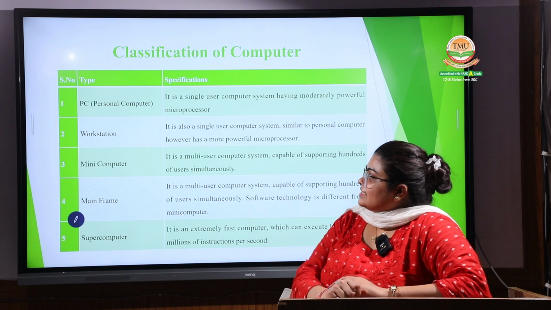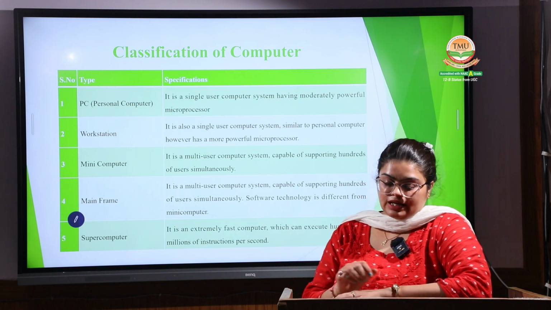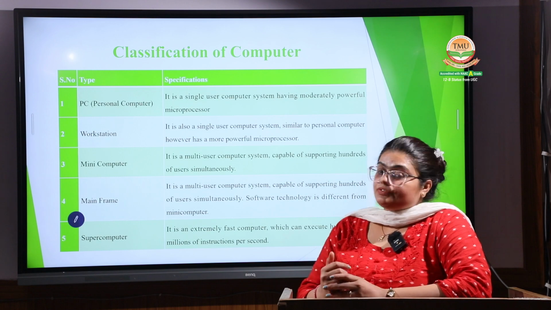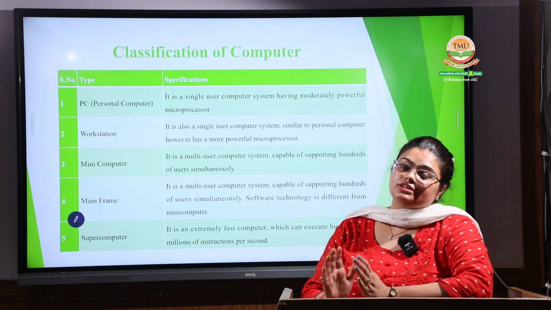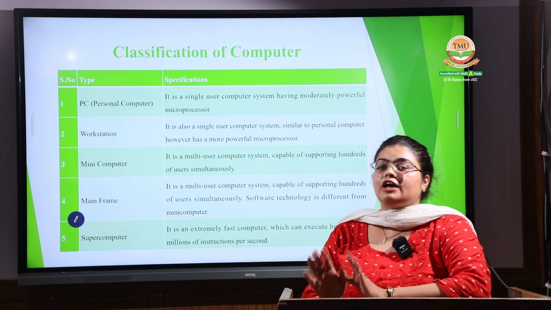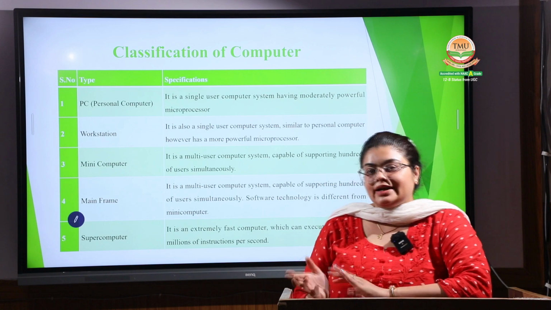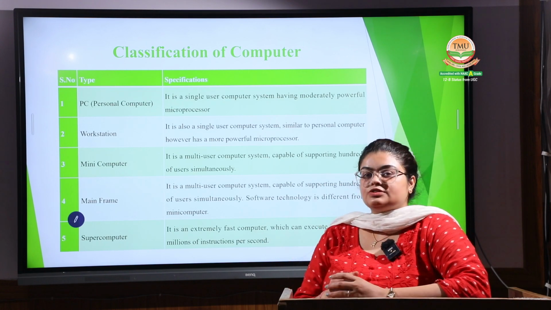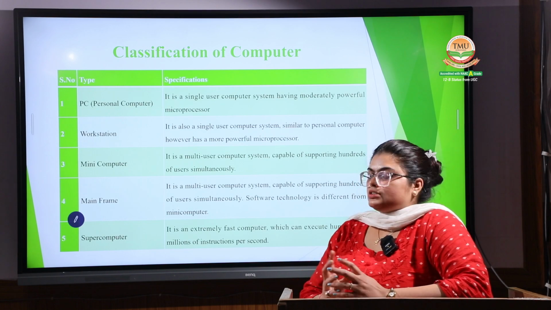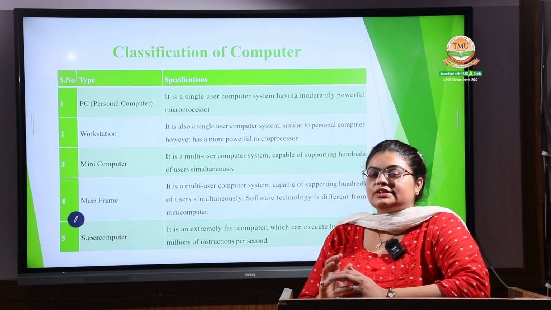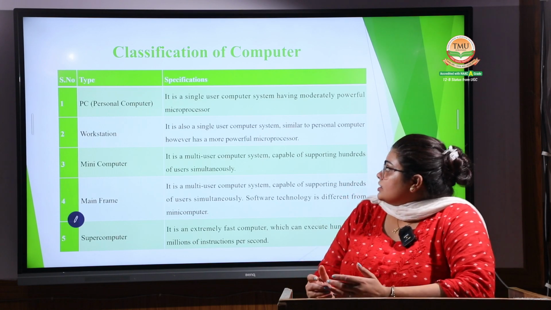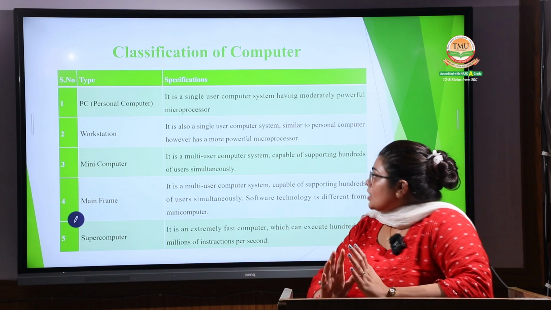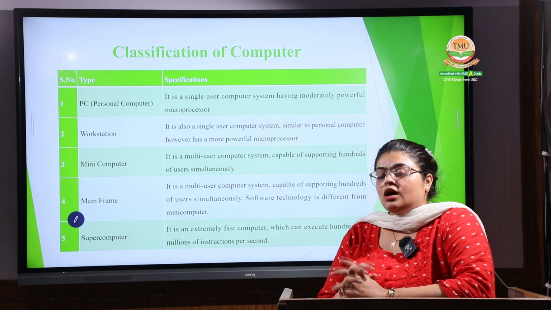Now moving towards the next topic, that is classification of computers. Basically, in normal terms, there are 5 types of computers. We can classify the computers in these 5 forms. First, personal computers. They are basically for a single person user. It is a single user computer system having moderately powerful microprocessors.